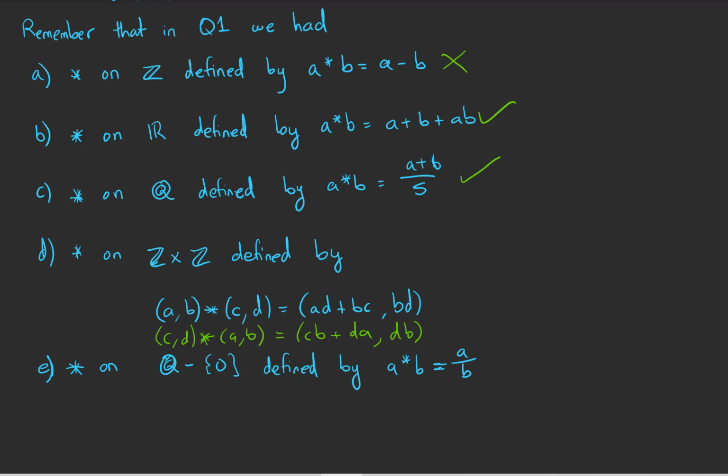But that's actually the same thing as AD plus BC and BD due to the commutativity of multiplication and addition on the integers. So this operation in part D is commutative, and clearly E is not commutative because A over B is not the same thing as B over A. So this one is not commutative, and that one is.